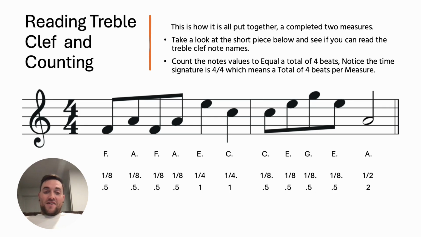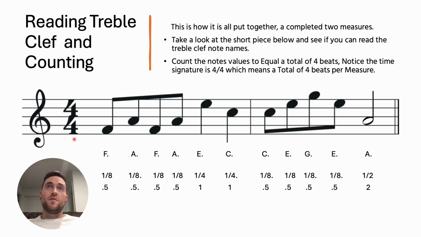Reading treble clef and counting. So here we go. We're at our final slides here. This is kind of us putting it together, and I'm going to explain what it looks like when you're actually going to be reading a piece of music here. Music is based on the time signatures as well as broken up into measures. So if you look over here to your left, just above my video screen, you see a 4 and a 4. Okay. So it's going to be 4 beats per measure here.